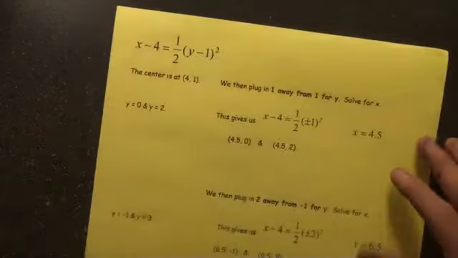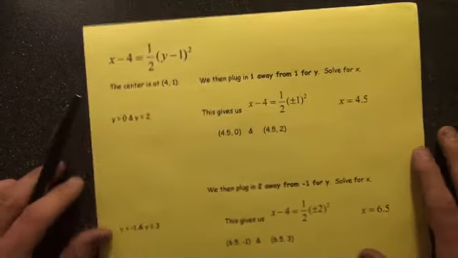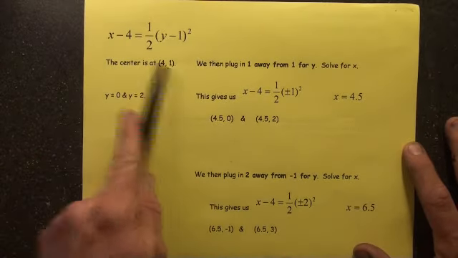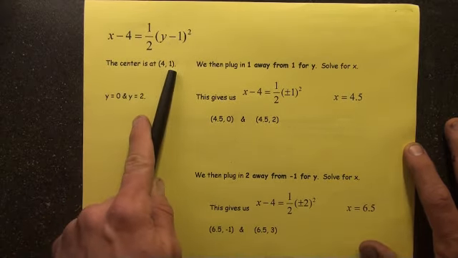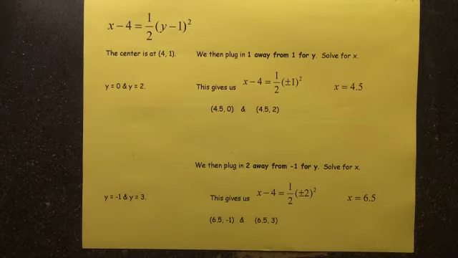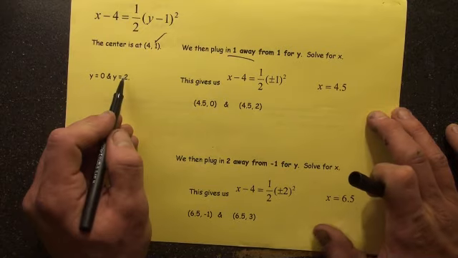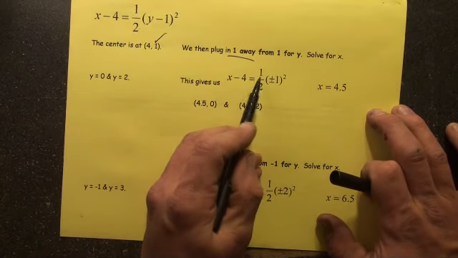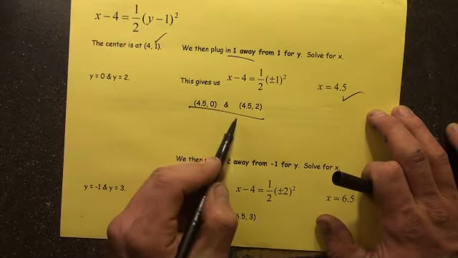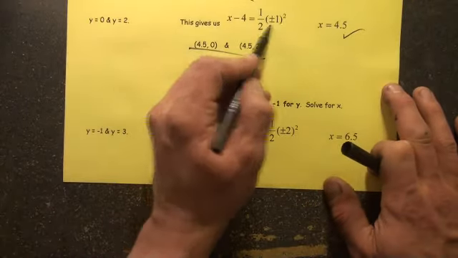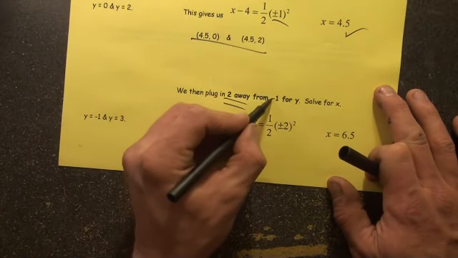Next one, here it is. X minus 4 equals one half times y minus 1 squared. Again, the center is at 4, 1 because you plug a 1 in for y. That zeroes out the squared, plus the 4, 4, 1. Now, plug 1 away from 1. 1 away from 1: 0 and 2. That gives you a plus or minus 1. Half of that is half, plus 4, 4.5, right there.